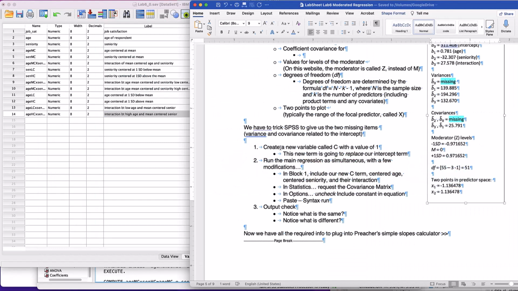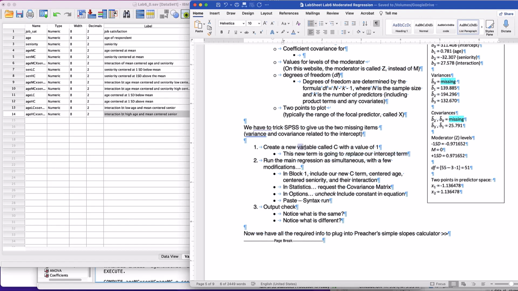is we need to create a new variable called c. We're just going to name it c, and we're just going to give it a value of 1. And this is so we can add something into the regression equation that doesn't change anything, because anything times 1 is just itself. And we're going to use that new term to replace our intercept term. And then we'll run the main overall regression, because that's really the one we're interested in here, that has the predictors, the intercept, and the interaction term. And we're going to work through this.